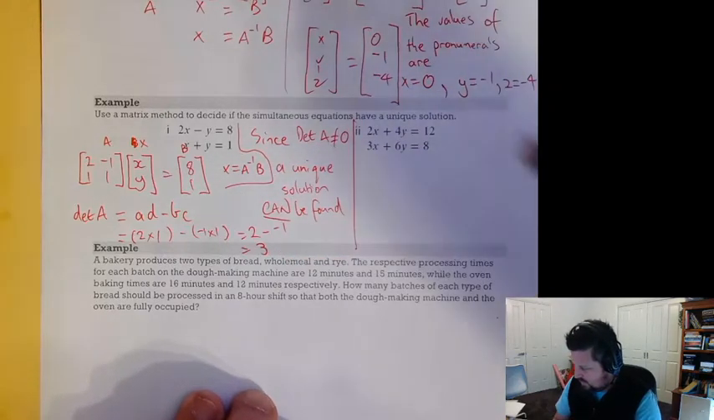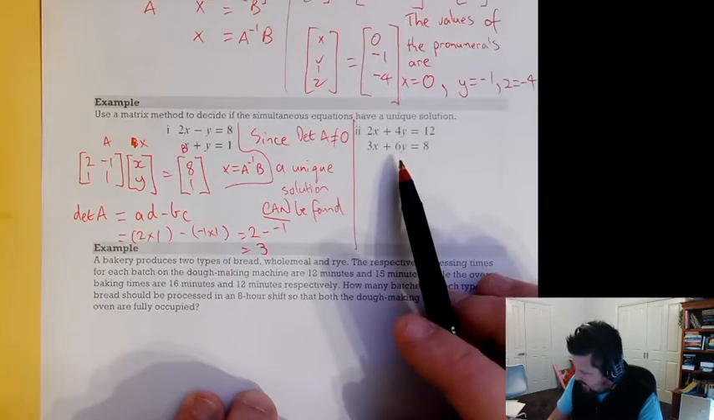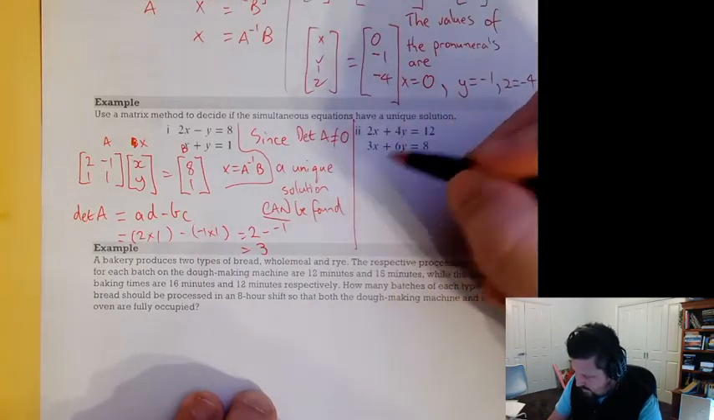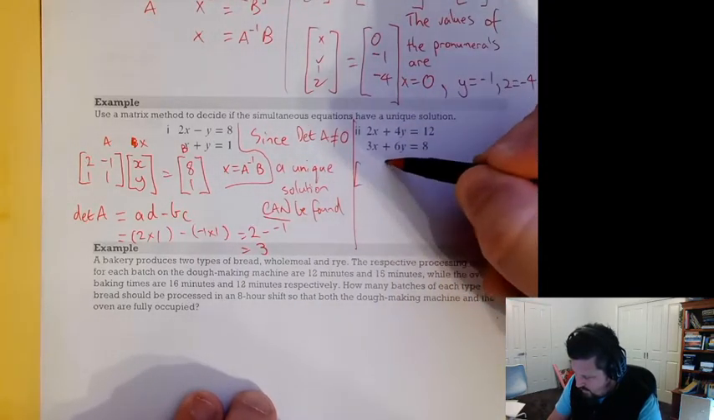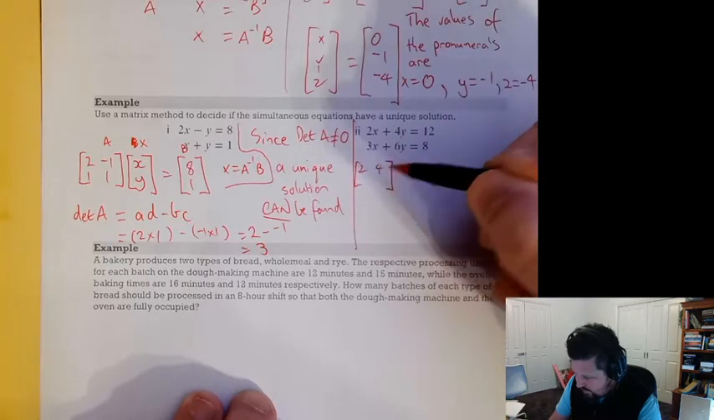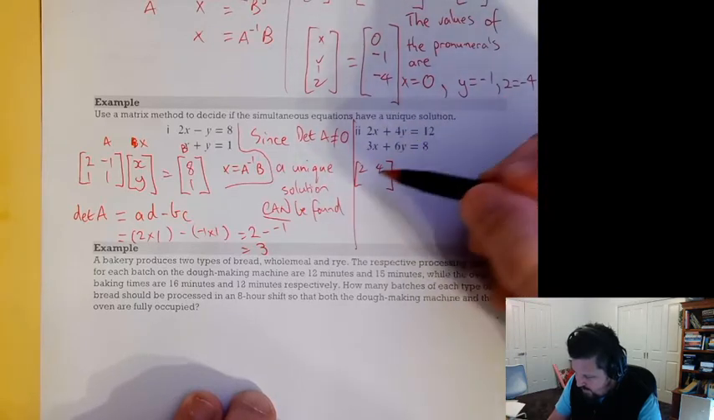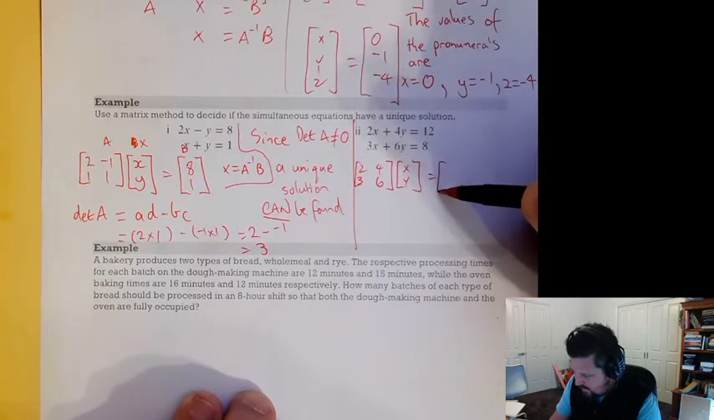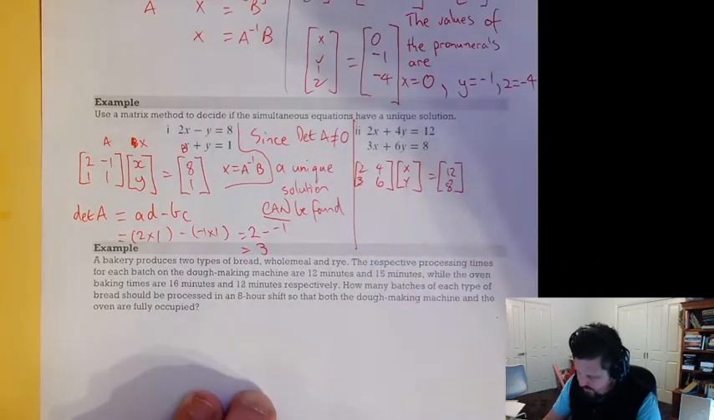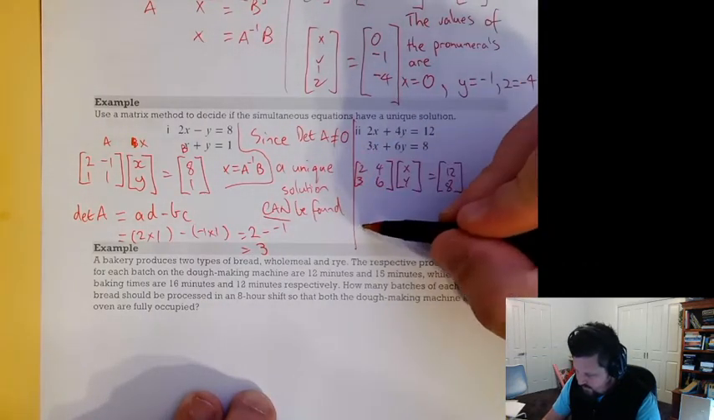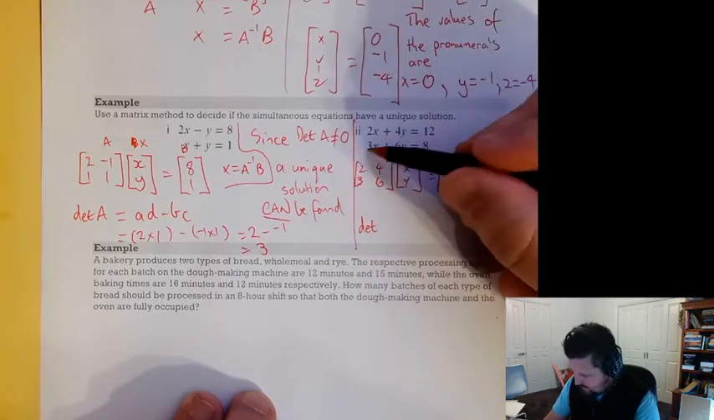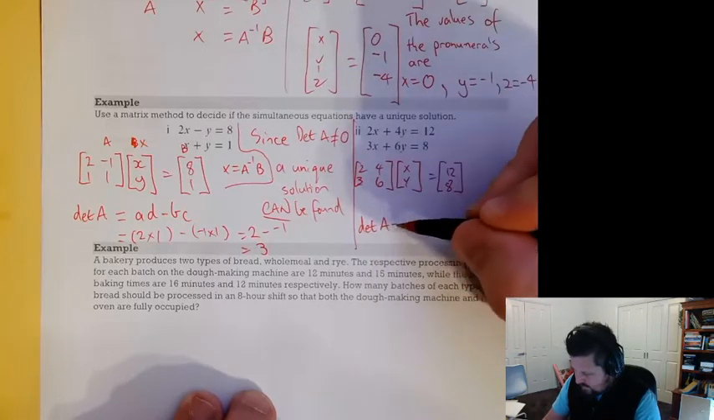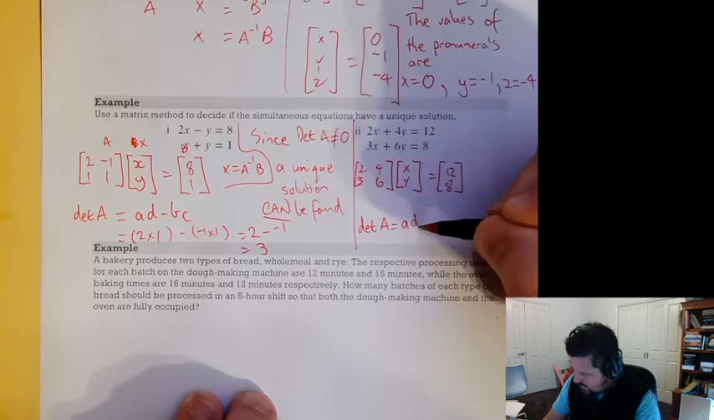Let's have a look at this next one here. Again, you would set it up into the following equation. 2 and a 4 for the coefficients of the first one, 3 and a 6. We're dealing with X and Y. Here is what they are equal to, 12 and 8. First thing to work out obviously is the determinant of this matrix here. So that's AD take away BC.